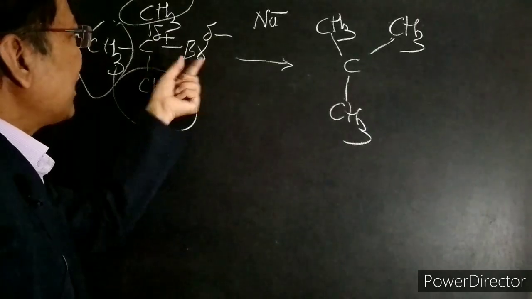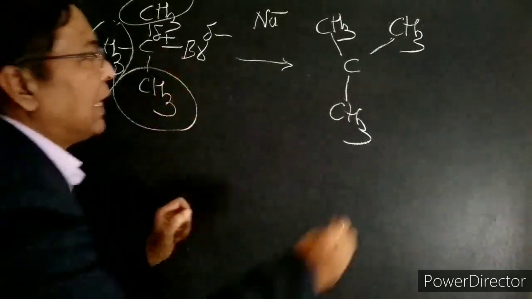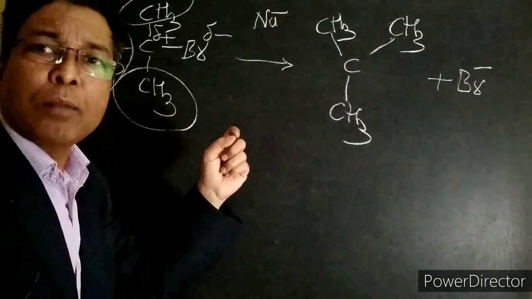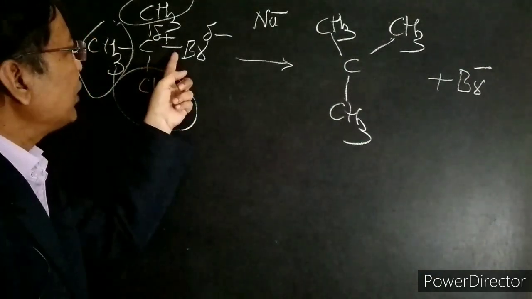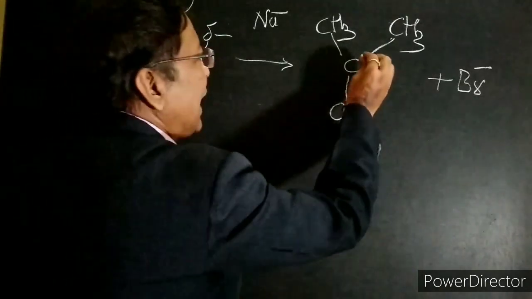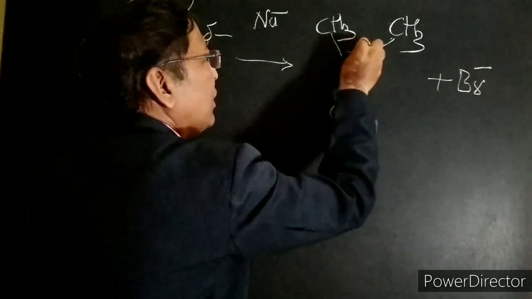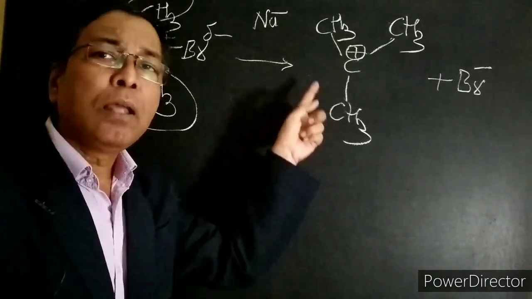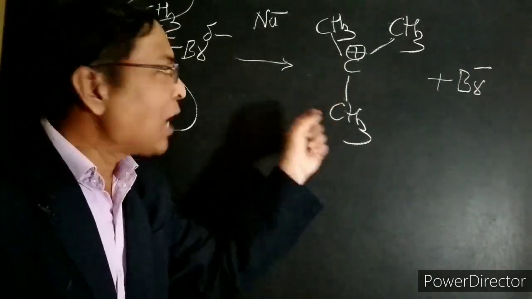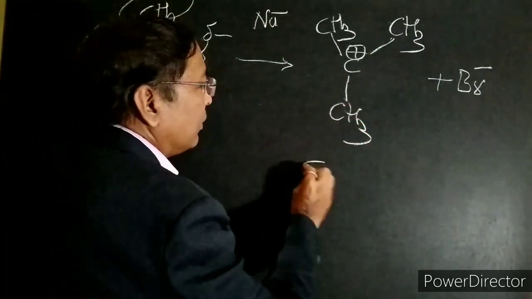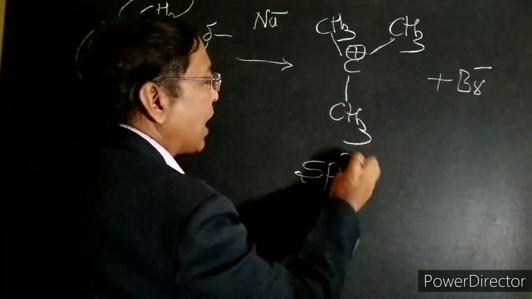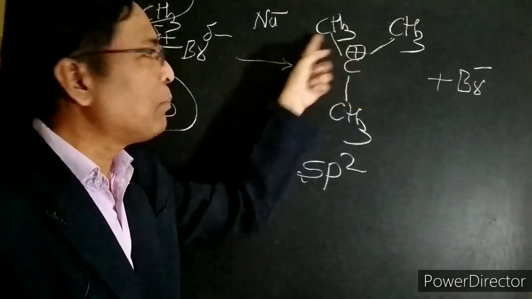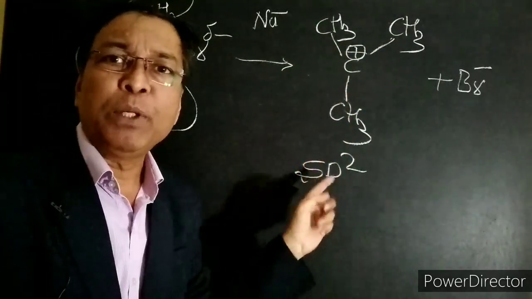The bromine atom takes both the bonded electrons and forms bromide ion, and the carbon atom has lost its bonded electron. As a result, the carbon atom becomes electron deficient, so it becomes positively charged. This is called carbocation. Carbocation has an sp2 hybridized carbon atom. As you know, when a carbon atom is bonded to 3 sigma bonds, it is called sp2 hybridized.